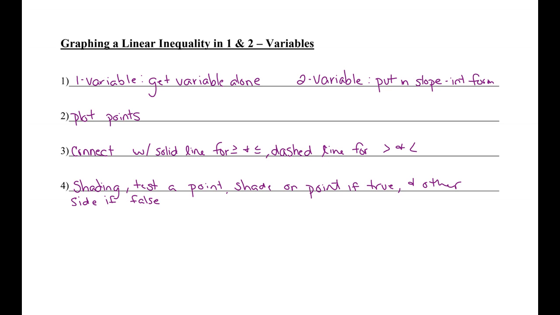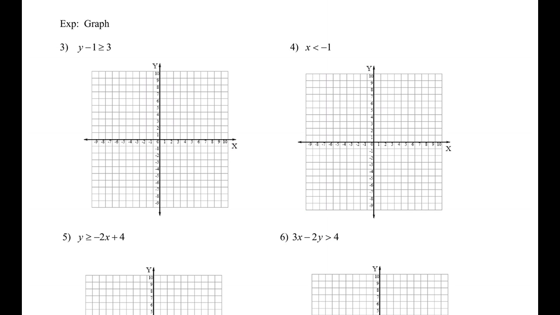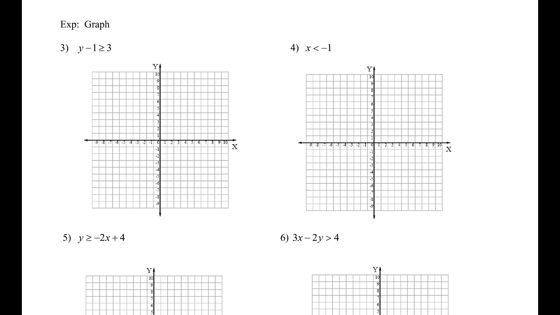Please flip it over and look at the next page. Let's practice graphing some lines. For example 3, because this is in one variable, our first step is going to be to get the variable by itself. So I'm going to add a 1 to both sides to get y is greater than or equal to 4. Then I need to graph this, remembering our little anagram for HOY. So the y tells me that this is a horizontal line at 4. Because it's greater than or equal to, I know that it's going to be a solid horizontal line.